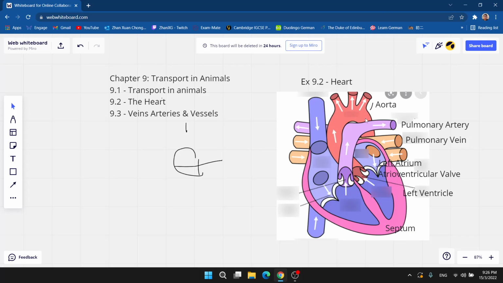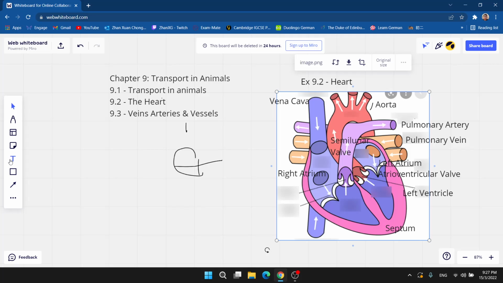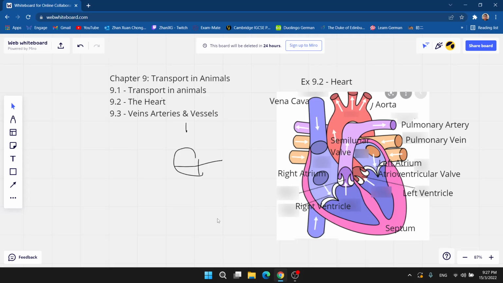Okay, the right side of the heart. The blue one is called the vena cava. And here the red and the purple one is called the semilunar valve. On the light blue side will be the right atrium, and below the right atrium will be the right ventricle. On every side of the heart there is an atrioventricular valve, and a semilunar valve also.